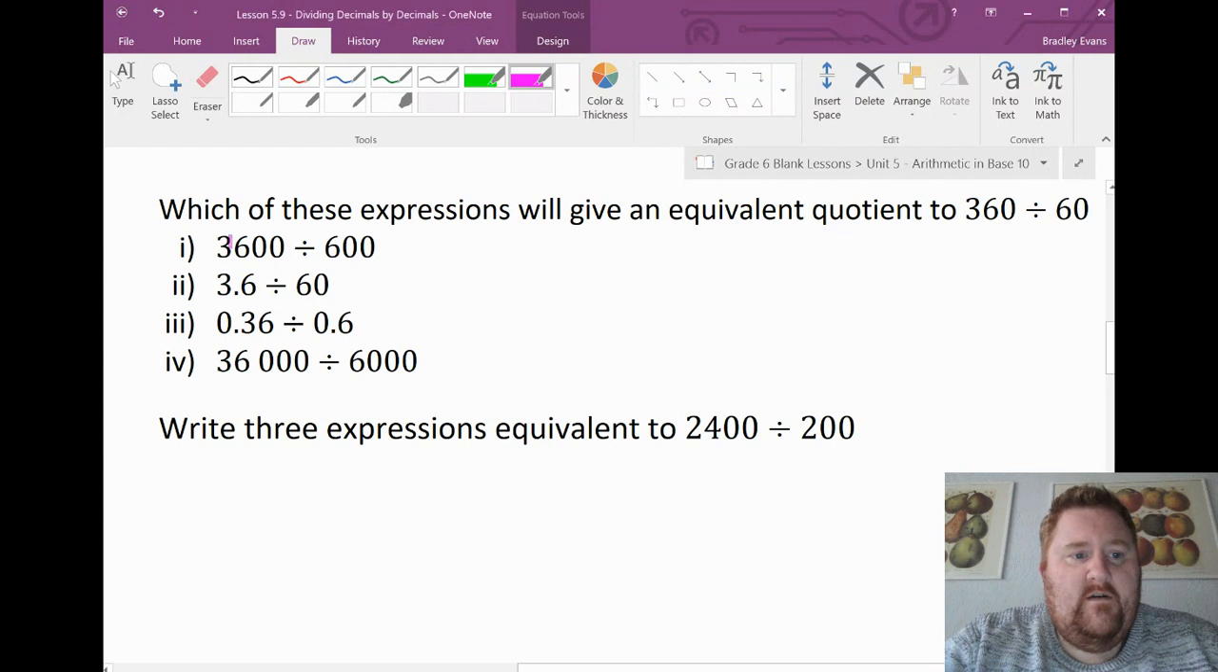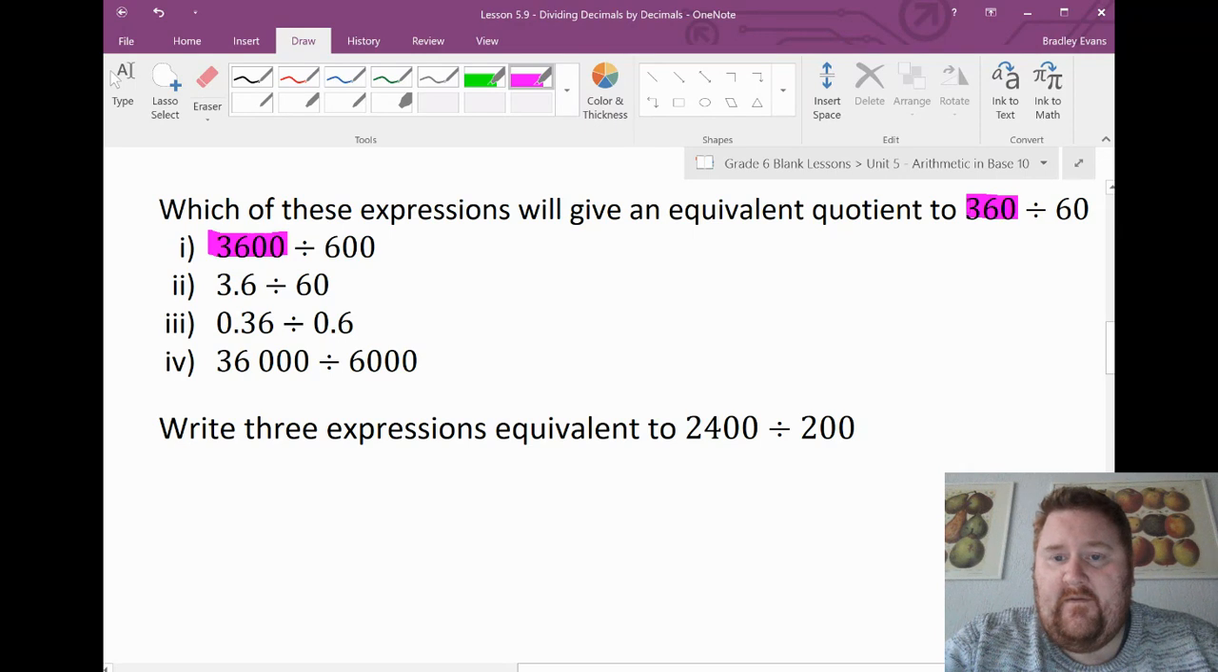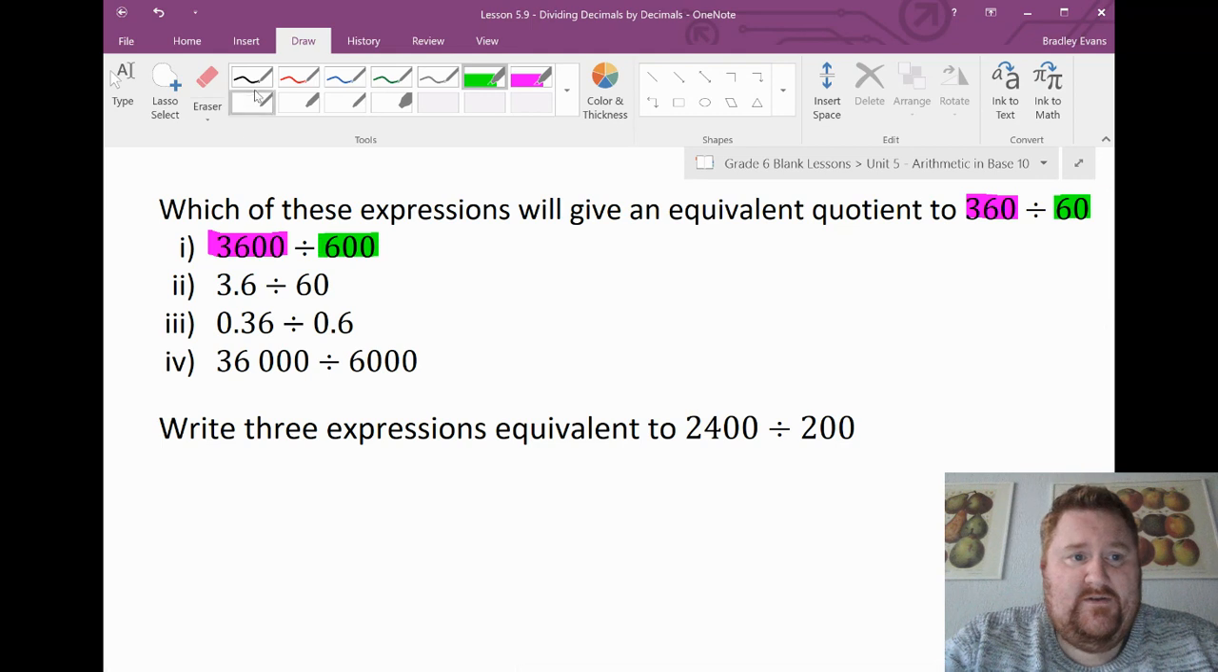3,600. Well, I can see that my dividend's been increased 10 times. From 360 to 3,600 is an increase of 10 times. That means my divisor here will also have to be increased 10 times. Let's check. From 60 to 600. That's also an increase of 10 times. So therefore, it will also give me the same answer.